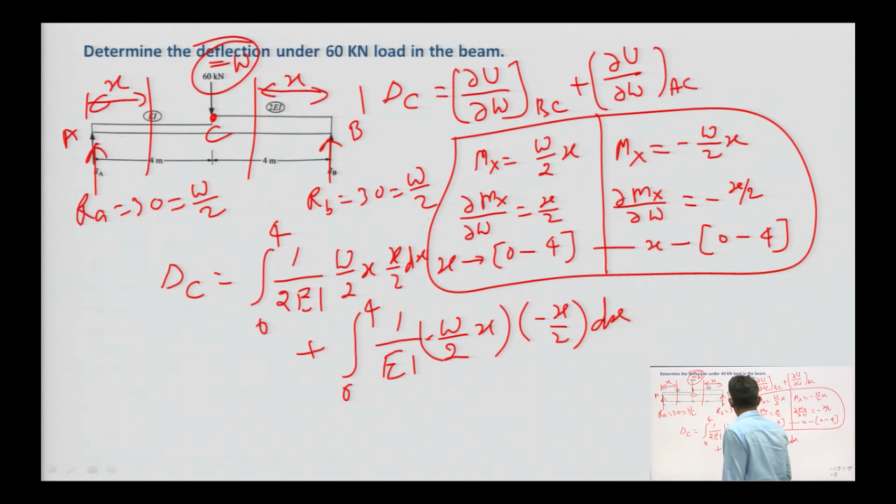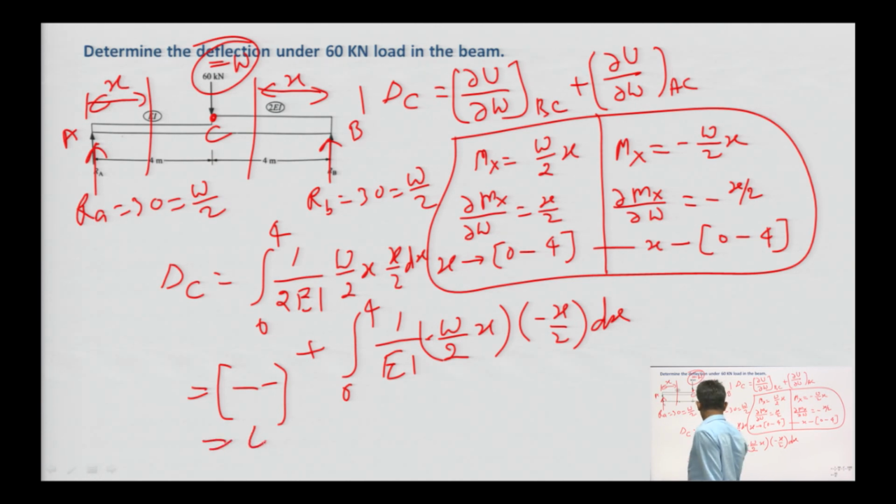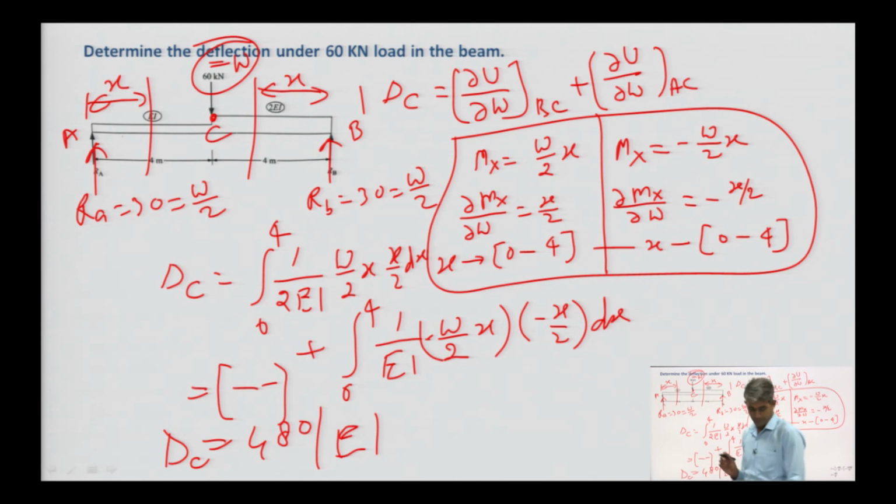So, by doing the integration, we will get the value in terms of W, and by putting the value of W, we will have 480 upon E I. Okay, 480 upon E I.